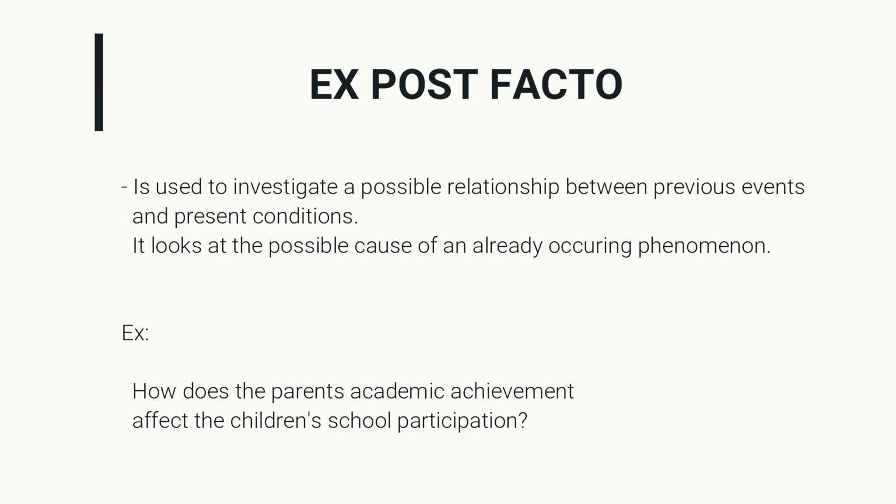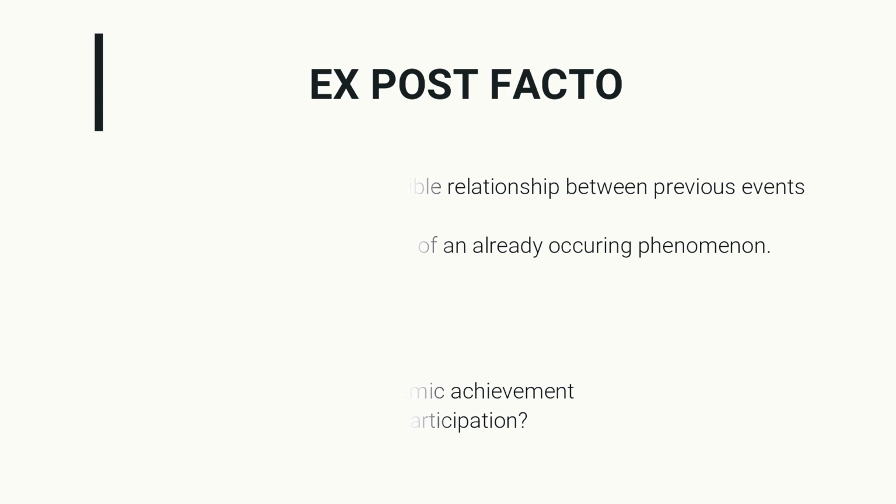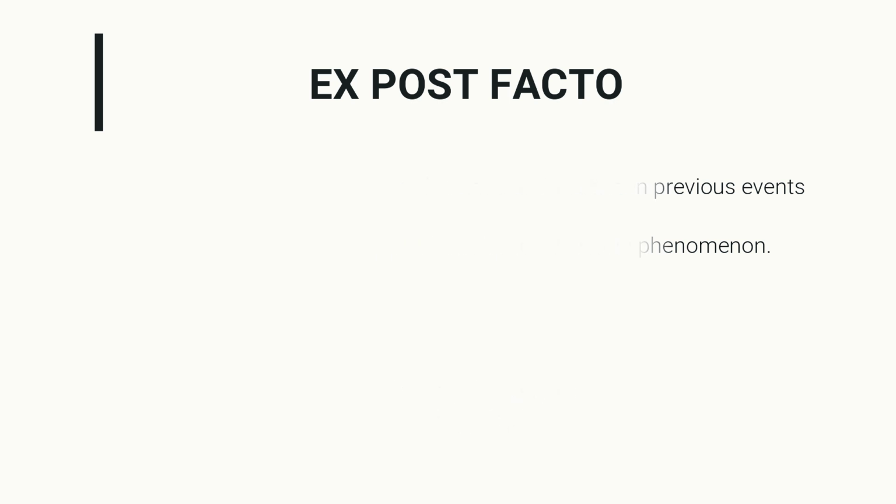For example, how does the parents' academic achievement affect the children's school participation? So what is the previous event in the example? We have the parents' academic achievement. This is the previous event. Now, we want to know the relationship between the previous event, which is parents' academic achievement, and our present condition, which is the children's school participation. So you will know it's an ex post facto if it has a previous event and present condition.